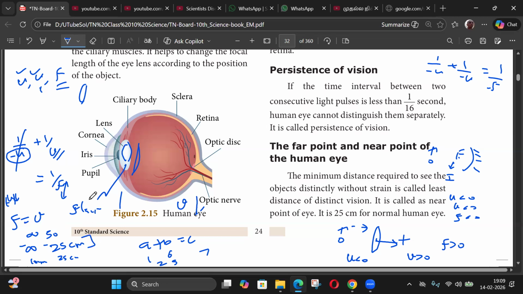So to compensate for that, you put a specs here. Either you put a concave specs or you put a convex specs. So the combination of these two will make it work.